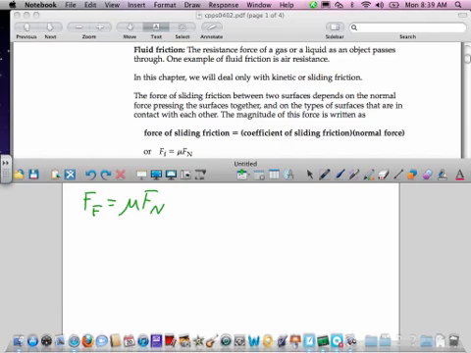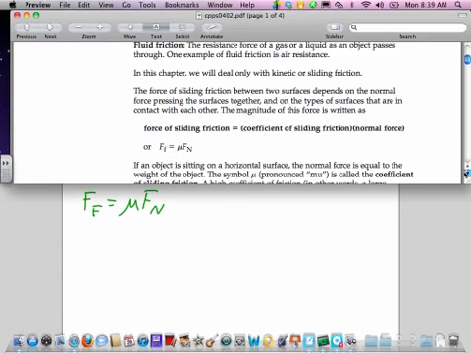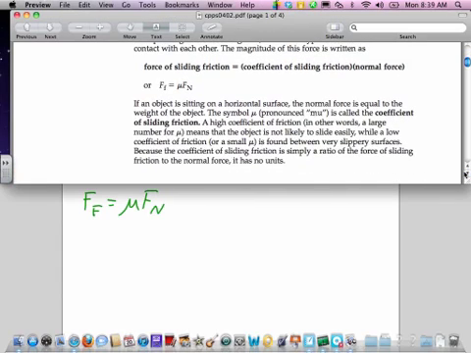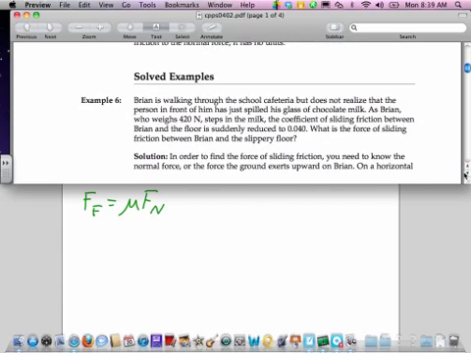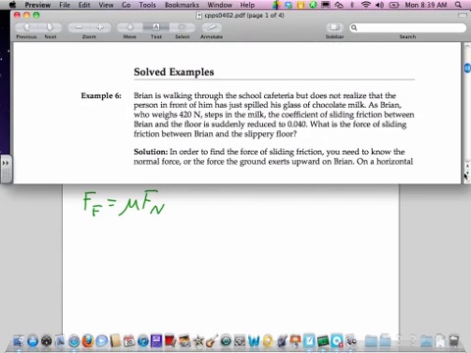Remember that we talked about the normal force being the force perpendicular to the surface that you are on. Now, if you're on the ground, on a flat surface, that would be the force straight up and down. That would be the same as your weight. But if you're on an inclined plane, then that's going to be a little bit different, and you would have to figure that out in a different way, or you'd use some trig functions to figure that out.